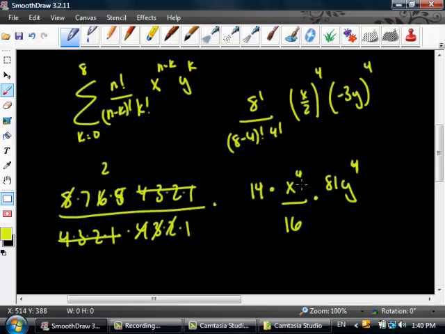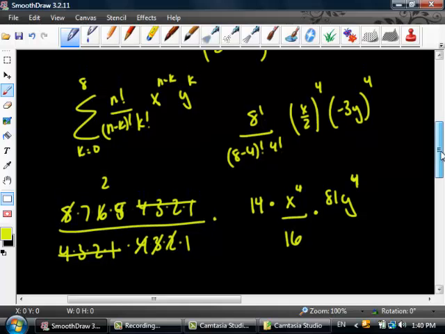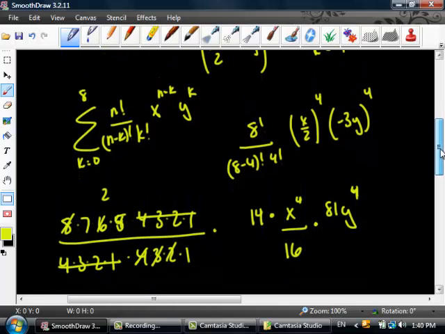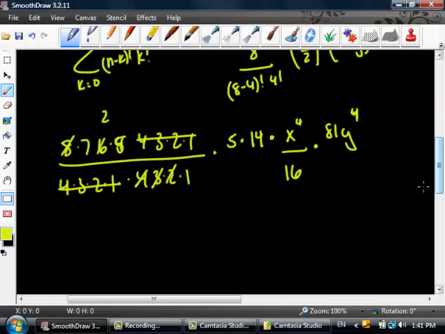Okay, I need someone with a calculator to do 14 times 81. Roberto. I think the 5 is still there, right? The 5 from the factorial. Oh, thank you, Roberto. Times 5. Okay, 5 times 14 times 81. Oh, Zach. 5670. And can we divide that by 16? Obviously we can. At least divide it by a 2.